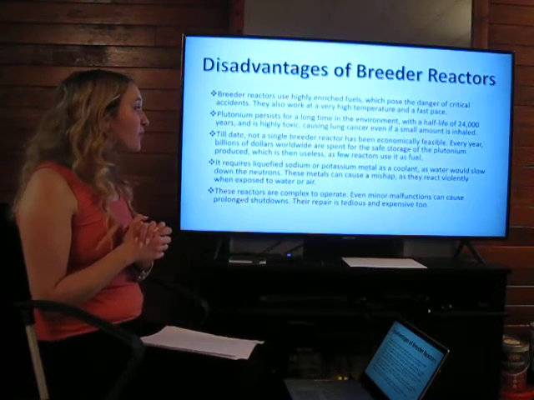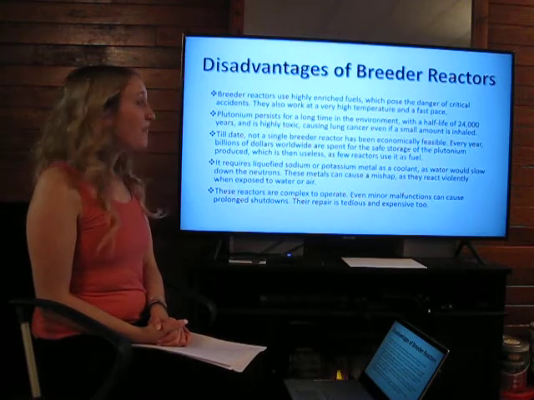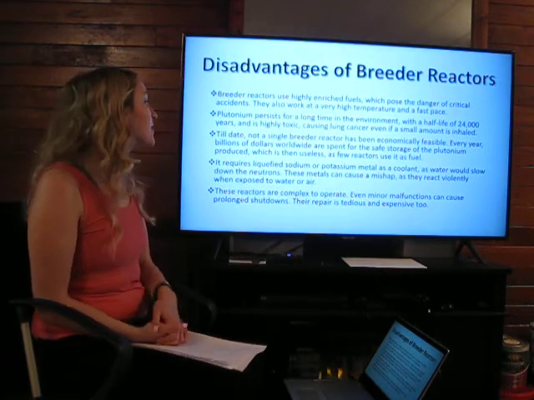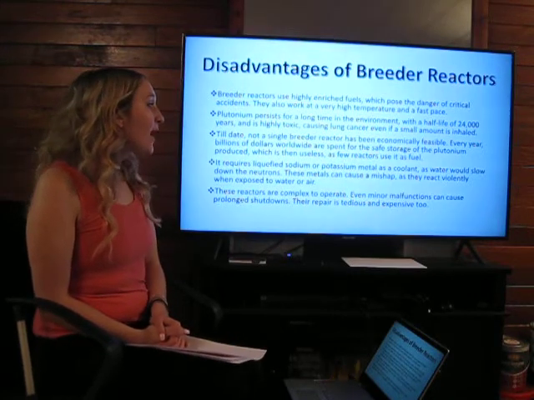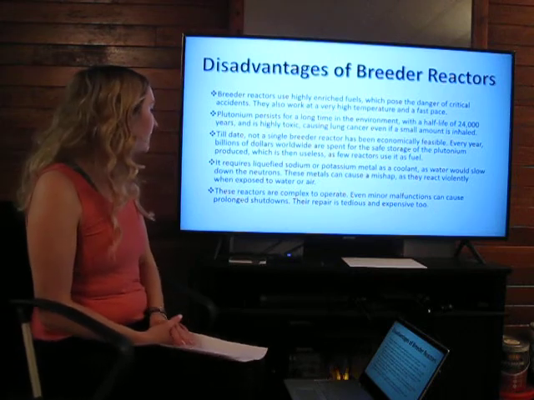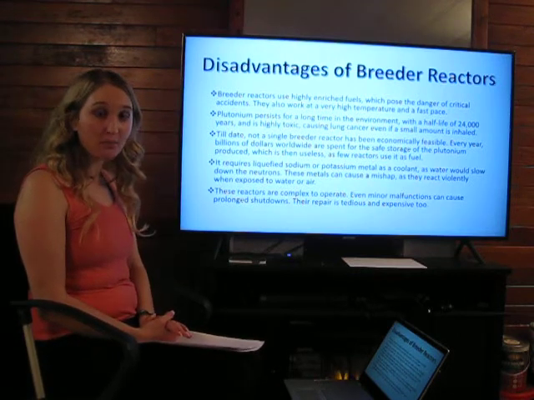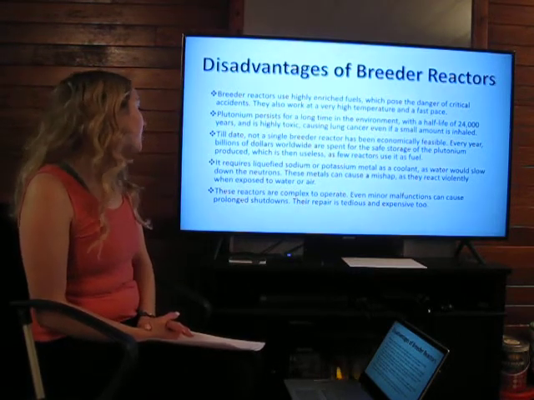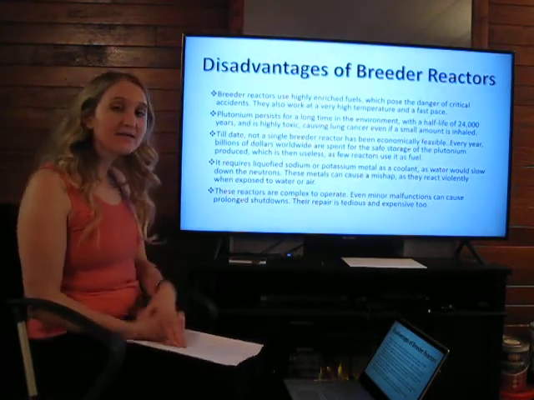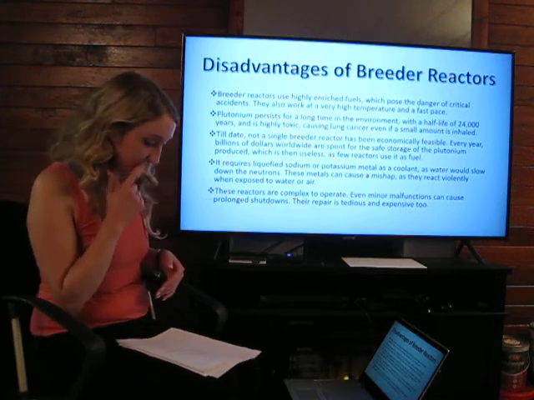It requires liquefied sodium or potassium metal as a coolant, as water would slow down the neutrons. These metals can cause a mishap as they react violently when exposed to water or air. These reactors are complex to operate. Even minor malfunctions can cause prolonged shutdowns. Their repair is tedious and it is also expensive.